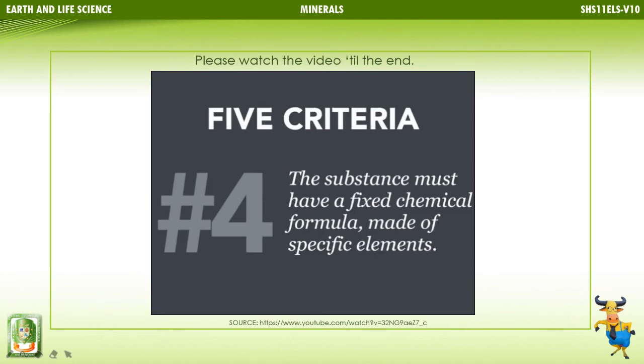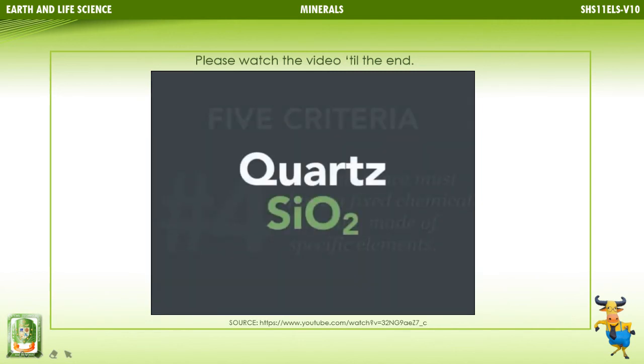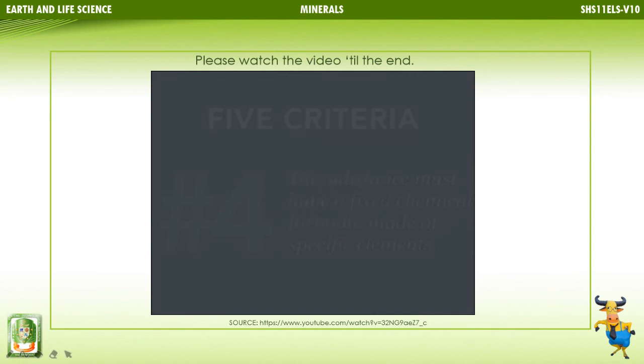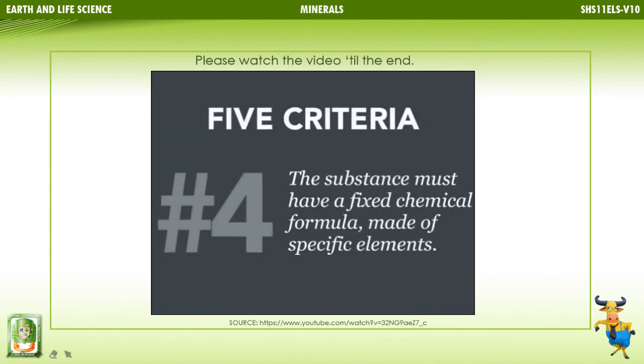Number 4, the substance must have a fixed chemical formula, meaning it's made up of a specific combination of elements. Let me give you an example. The mineral quartz is composed of silicon and oxygen bonded together, specifically 1 silicon bonded to 2 oxygen atoms. All quartz is made of this chemical formula. Another example, pyrite, often known as fool's gold, has a chemical formula of FeS, Fe being iron and S being sulfur. And when these are bonded together in this particular arrangement, you get pyrite. So criteria 4 is that the substance must have a specific or fixed chemical formula. It has to be made of a specific recipe, if you will, of elements.